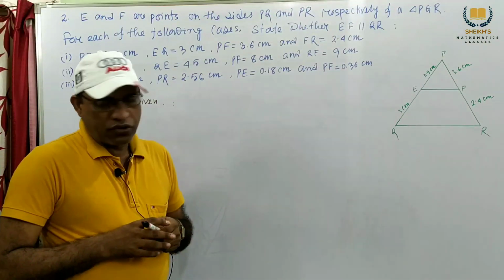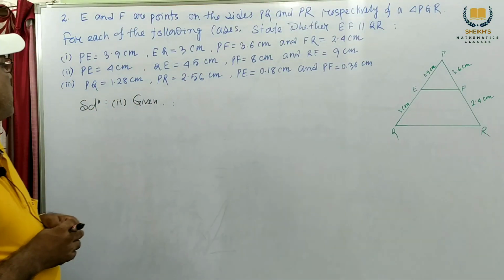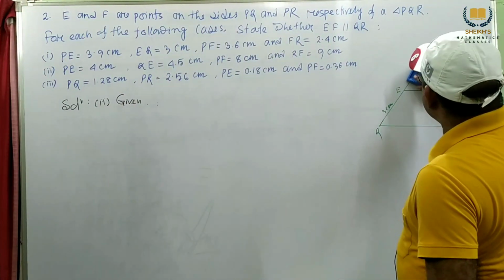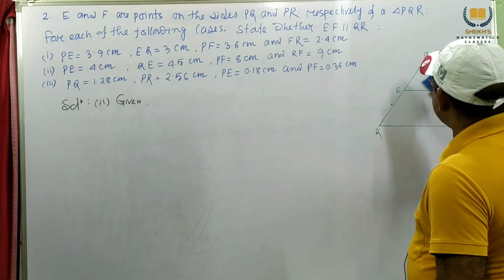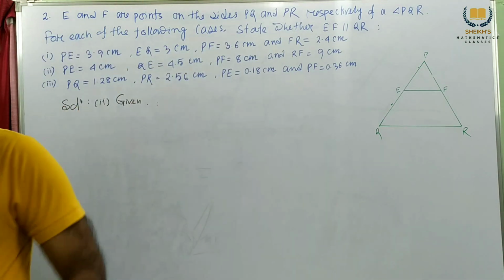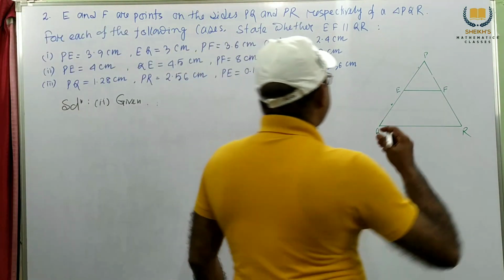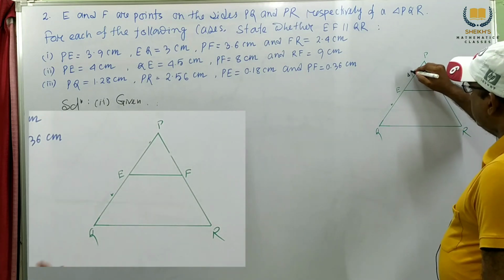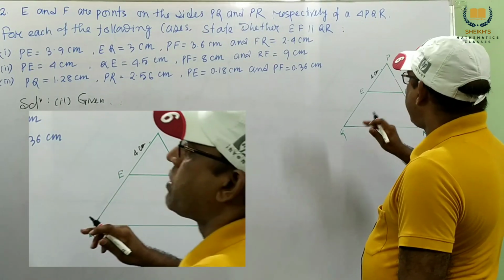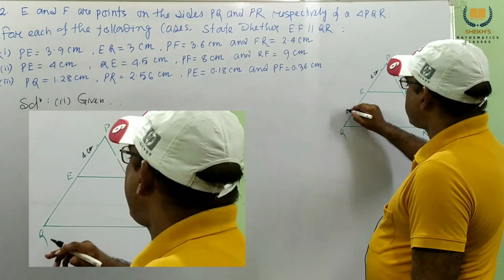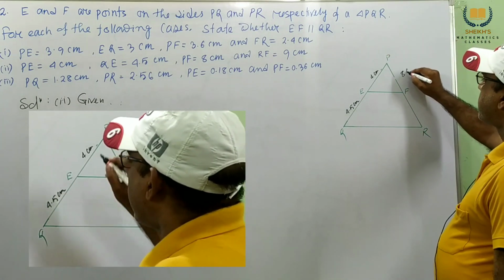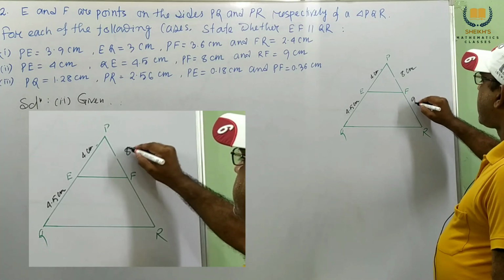Consider problem number 2. These measurements are given. Just we rub this same figure. The measurements are different. PE is given as 4 cm, QE is given as 4.5 cm, and PF is 8 cm, and this one is 9 cm.